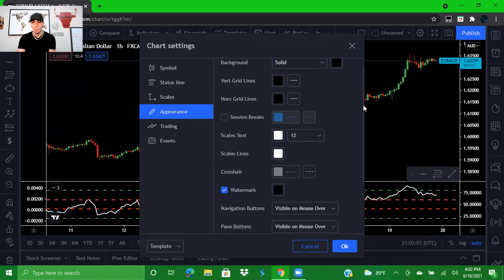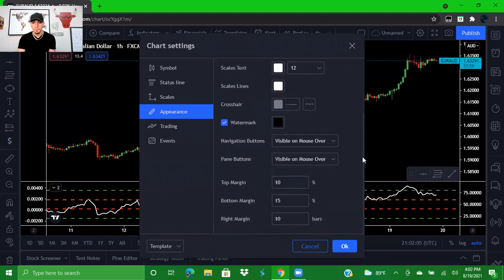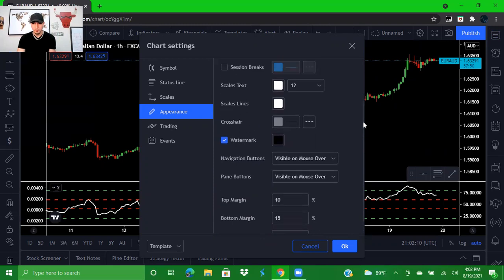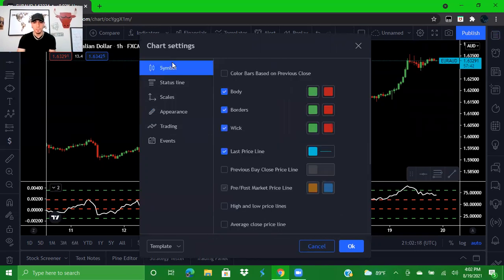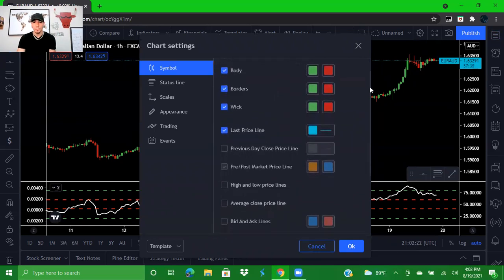All right, so let's go ahead and move forward here. Now, once you go ahead and you adjust your vertical and your horizontal grid lines, you can actually go up to symbol and adjust your candlesticks.